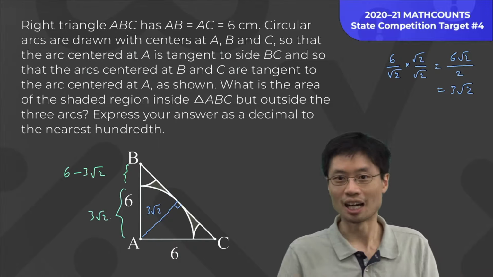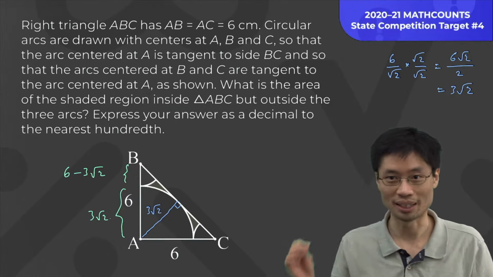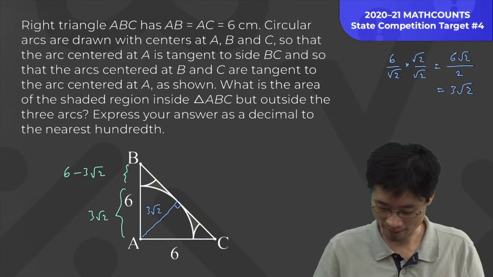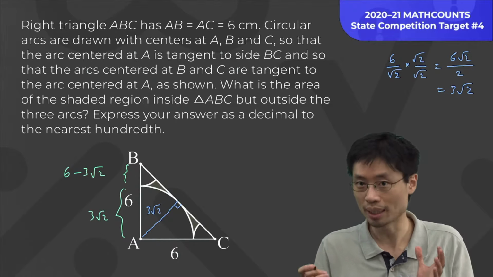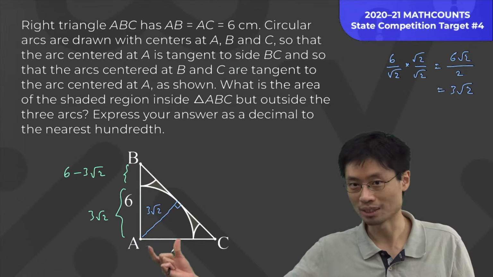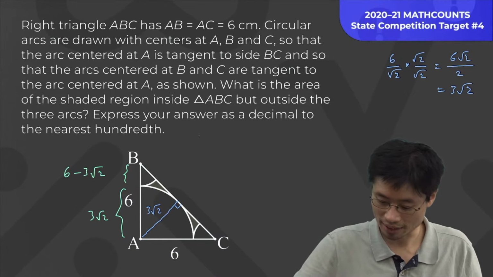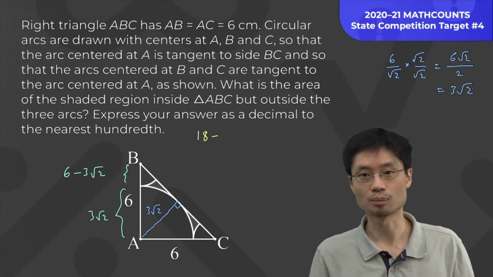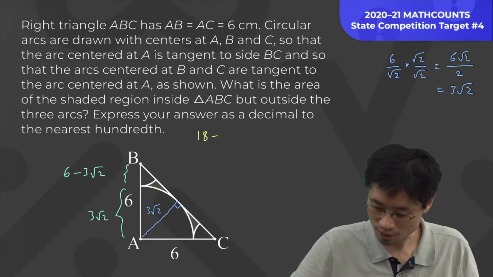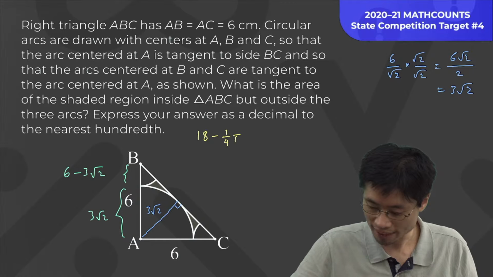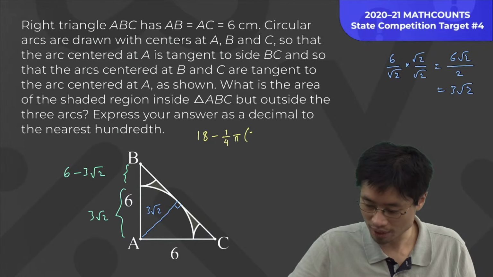Now we've got it. I'm first going to write down the big computation we have to do, and then punch things in the calculator. So I need to take the area of the whole triangle, which is half base times height. Half of the base is 3. 3 times the height is 18. Then I need to subtract off the areas of these circles. Well, here's a quarter circle. So it's 1/4 of pi times r squared, which is 3 root 2 squared.